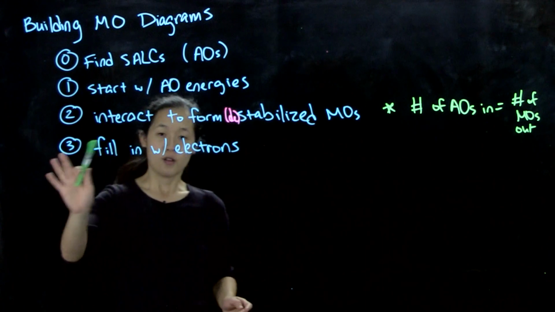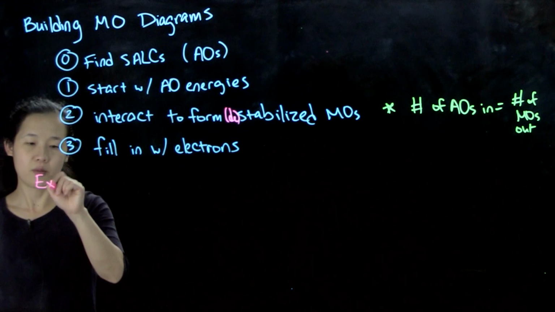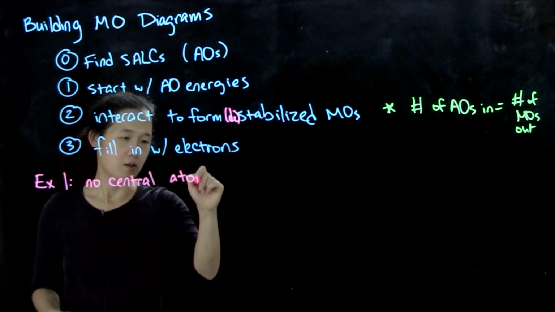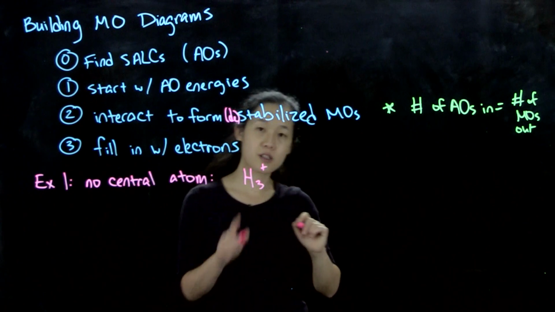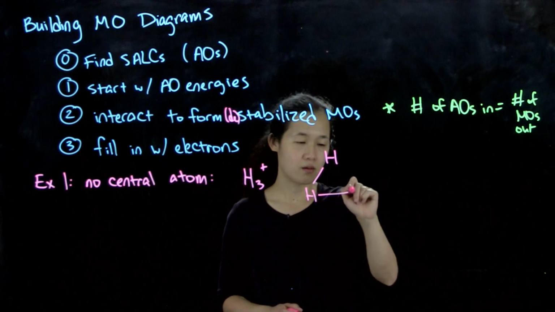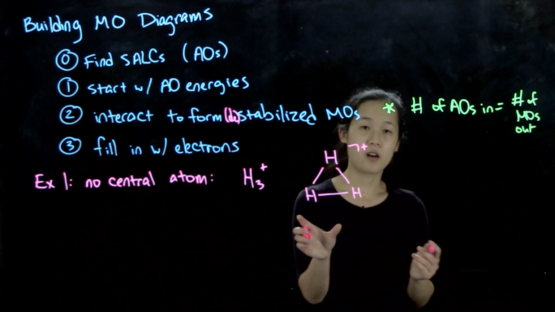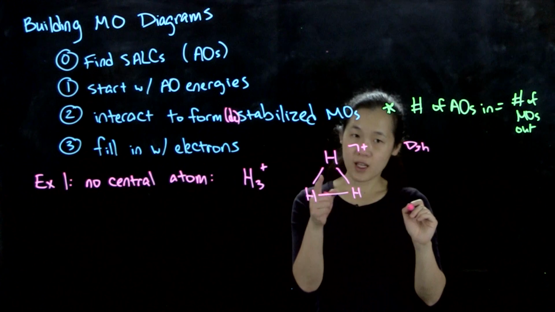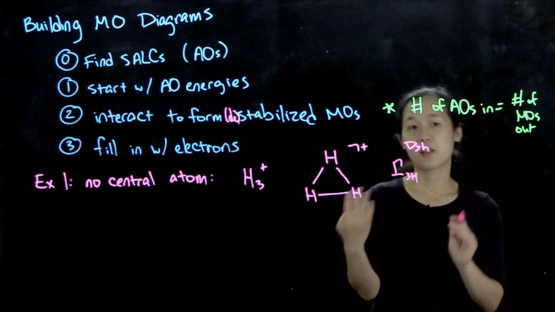OK, so let's do a quick example. Let's do first example, no central atom. Example 1, no central atom. So let's consider this molecule, H3+. And we'll consider the triangular potential isomer. OK, so from our previous video, we need to find our symmetry-adapted linear combinations. Step 1, we're going to find the point group. So this is D3h. And the basis set is going to be the 3 1s orbitals of these 3 hydrogen atoms. Those are their valence orbitals.